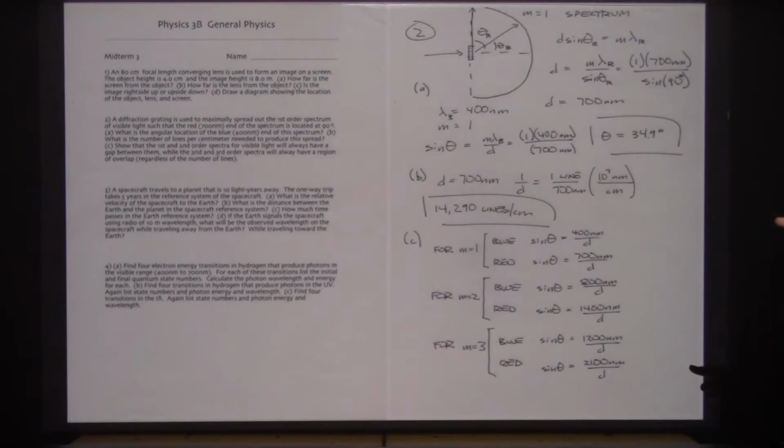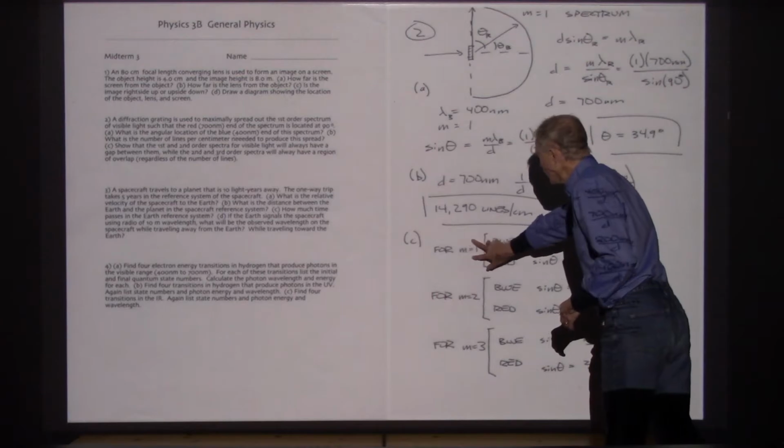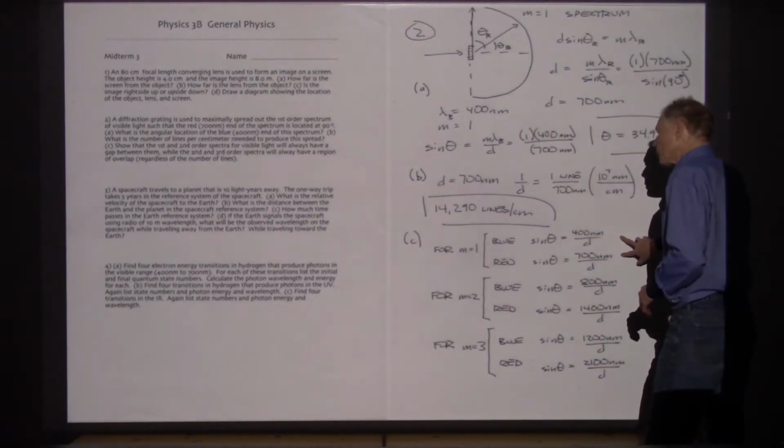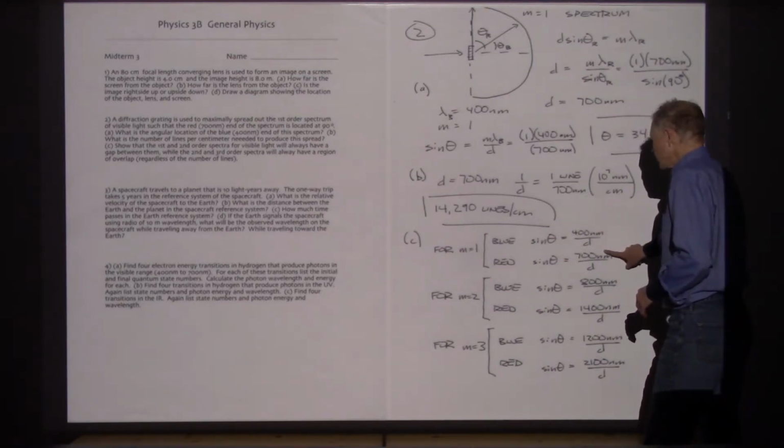So what this is really coming down to is, how are the numbers 400 and 700 related to each other? 700 is almost twice as large as 400, but not quite. So the ratio of the red wavelength and the blue wavelength is less than 2. And because of that fact, for m equals 1, this is how we would go about calculating the angles at 400 and 700 nanometers.